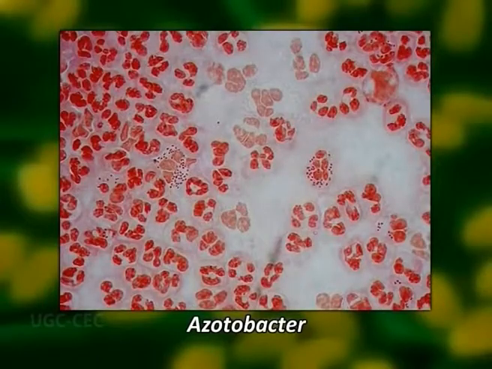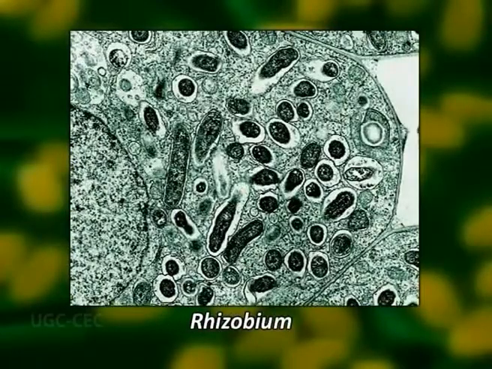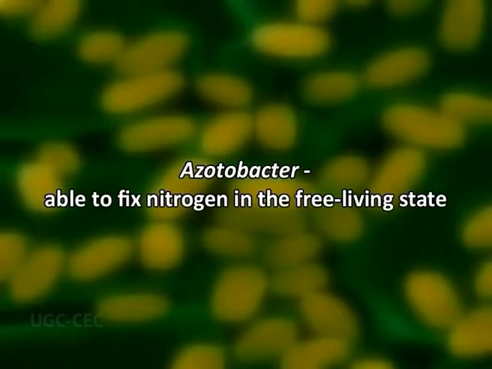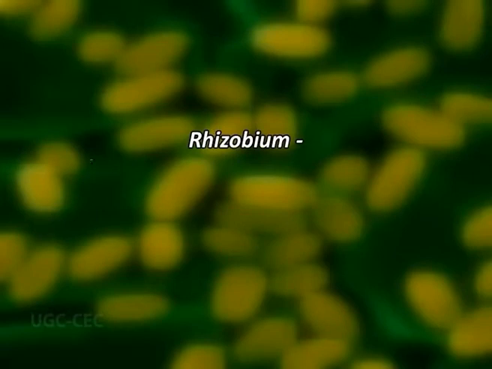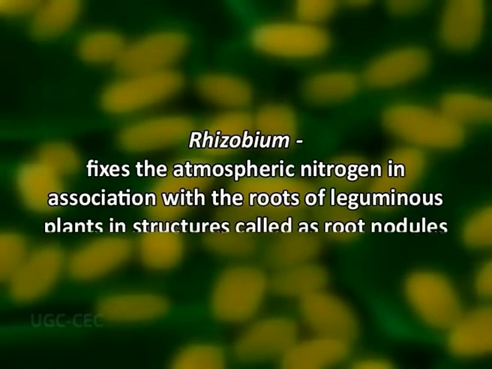However, some bacteria such as Azotobacter and Rhizobium are able to fix atmospheric nitrogen into ammonium, which enhances soil fertility. Azotobacter is able to fix nitrogen in the free living state, while Rhizobium fixes atmospheric nitrogen in association with the roots of leguminous plants in structures called root nodules.